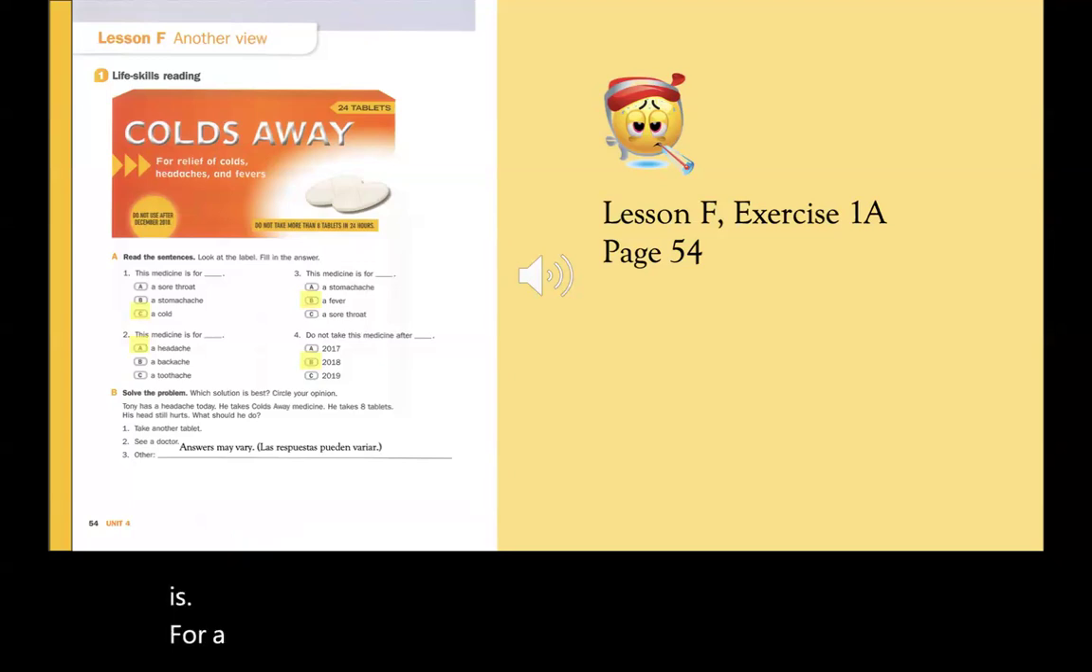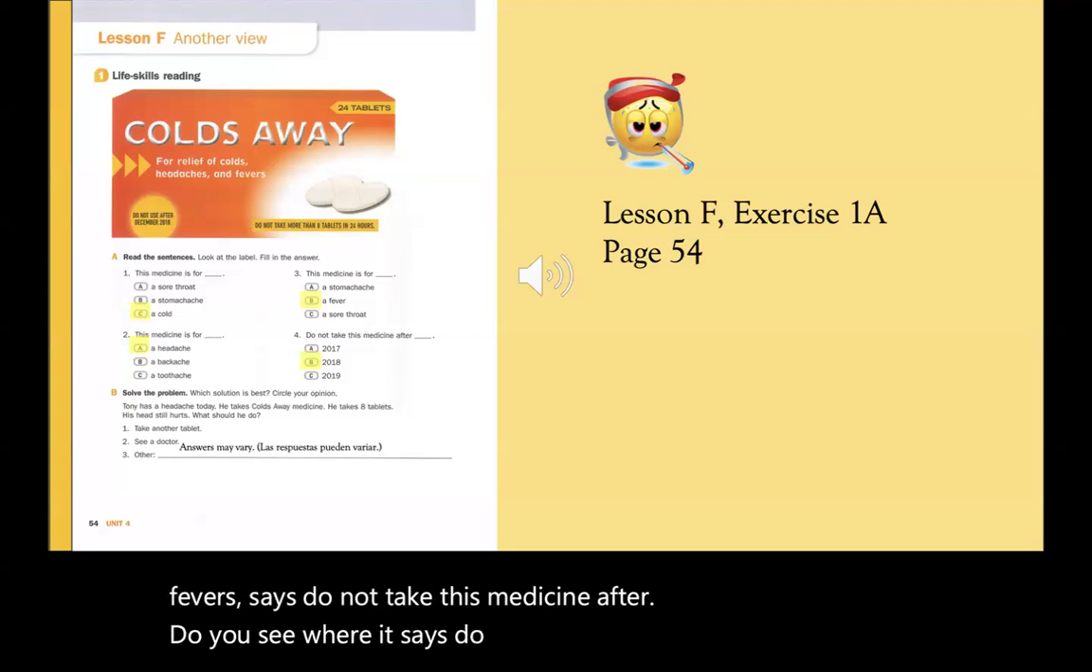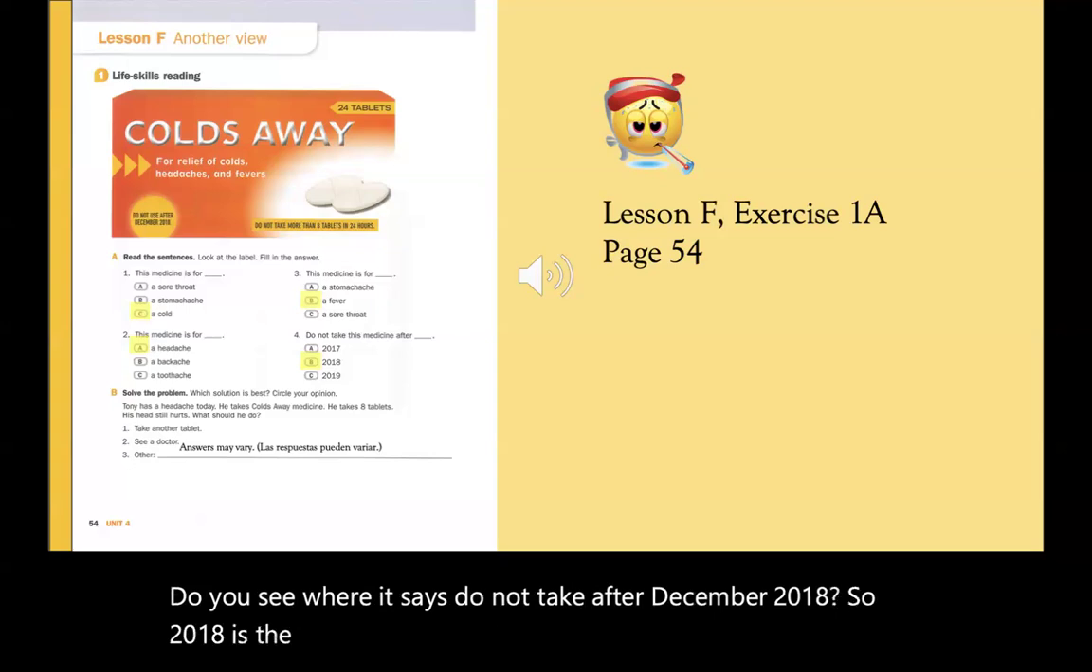And if you read for relief of colds, headaches, and fevers, it says, do not take this medicine after. Do you see where it says, do not take after December 2018? So 2018 is the answer.